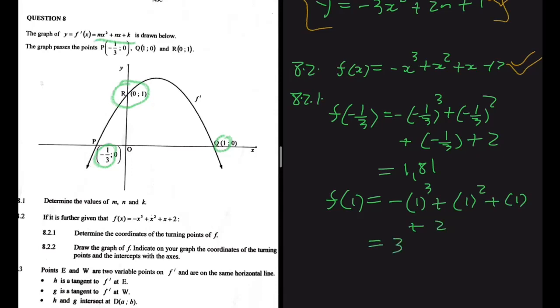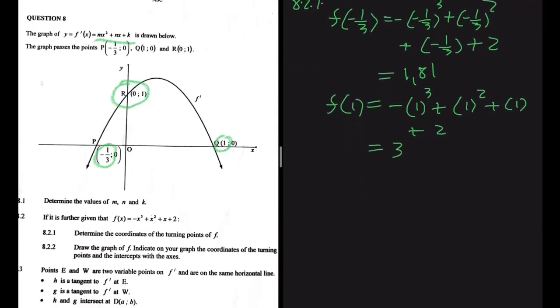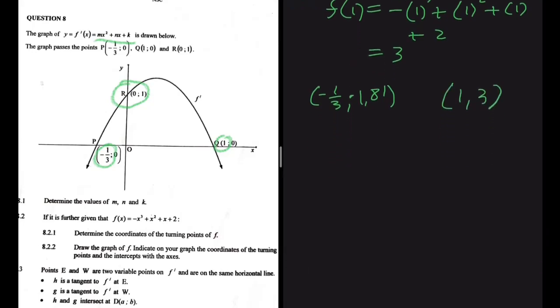Now let's move forward and do 8.2.2. So the coordinates, let's just conclude there before we move forward. So the coordinates there will be minus 1 divided by 3 and 1.81, right? And then the other coordinate is 1 and 3. Those are the coordinates of the turning points of f. Let's do 8.2.2.